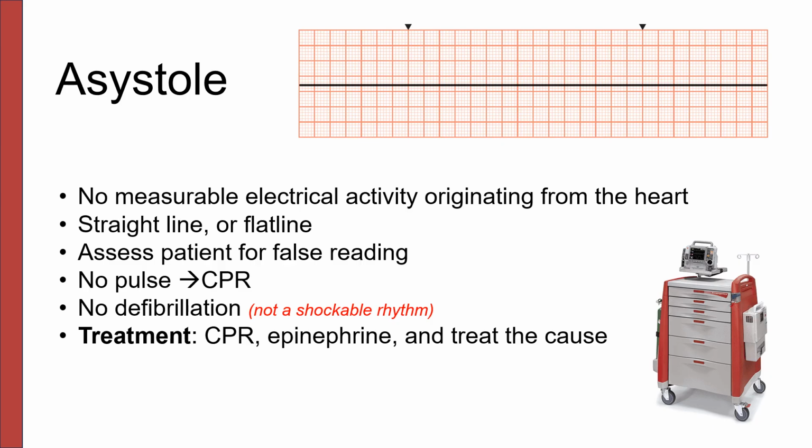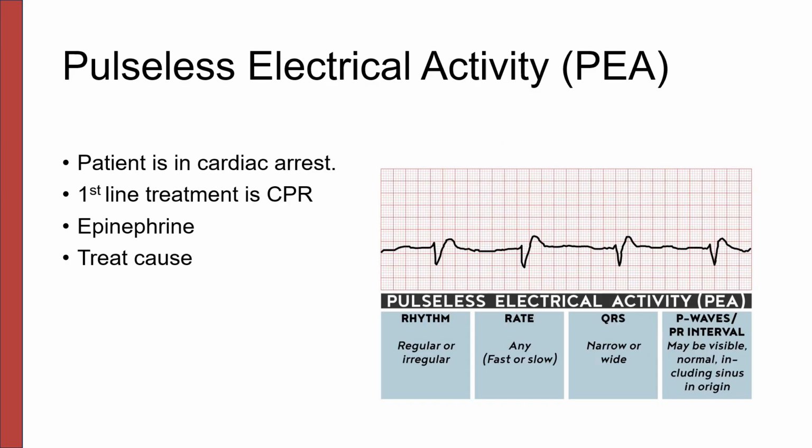You don't have to know that for the exam, but just know that you want to confirm that asystole dysrhythmia before you start your interventions. Next is pulseless electrical activity, or PEA. So this patient will have a rhythm on the monitor, but actually the heart is not physically pumping. So this patient is in cardiac arrest, and we're going to treat this like asystole. So we're going to do CPR, epinephrine, and then we're going to treat the cause.